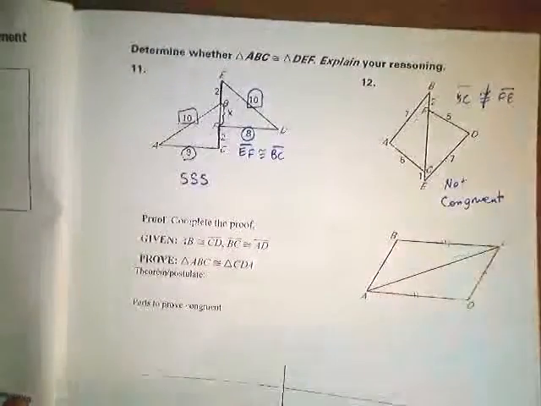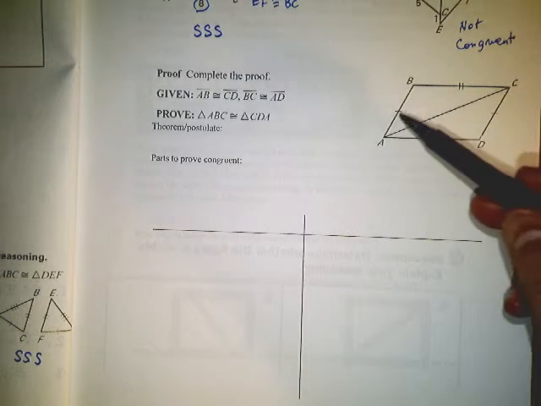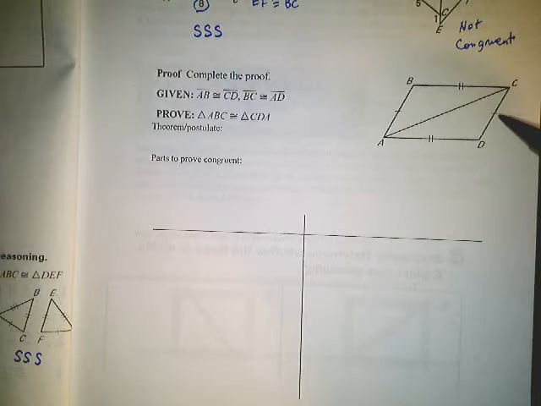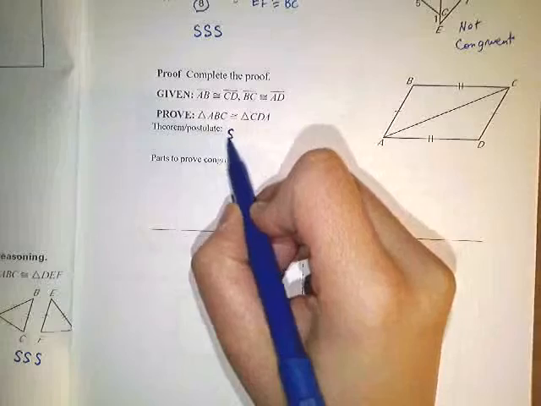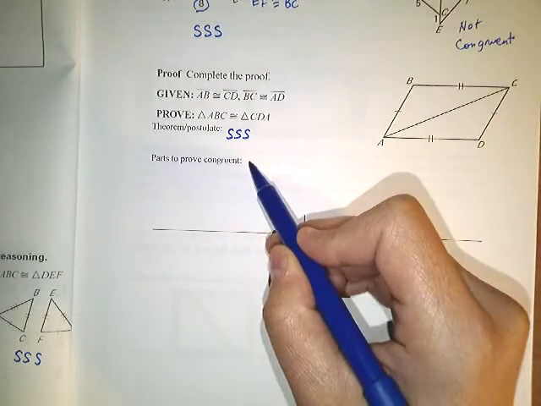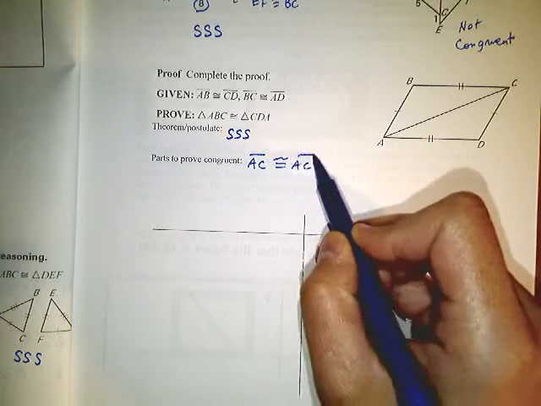The proof has some given information, and it's also written on the diagram. AB is congruent to CD, BC is congruent to AD. Can I prove that triangle ABC is congruent to CDA? Well, yeah, I would want to use the side-side-side congruence postulate, and really all I would need to do is prove that side AC is congruent with itself.